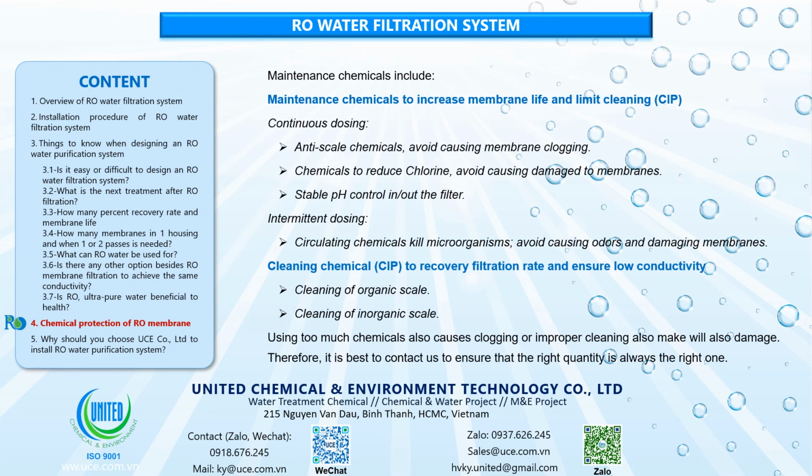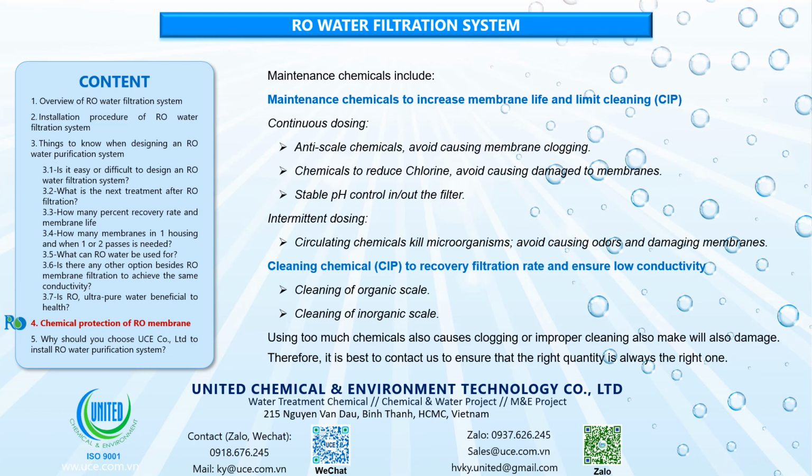Maintenance chemicals include chemicals to increase membrane life and limit cleaning, CIP. Continuous dosing: anti-scale chemicals, to avoid membrane clogging; chemicals to reduce chlorine, to avoid perforation of membranes; stable pH control in and out of the filter. Intermittent dosing: circulating chemicals to kill microorganisms, avoid causing odors and damaging membranes.